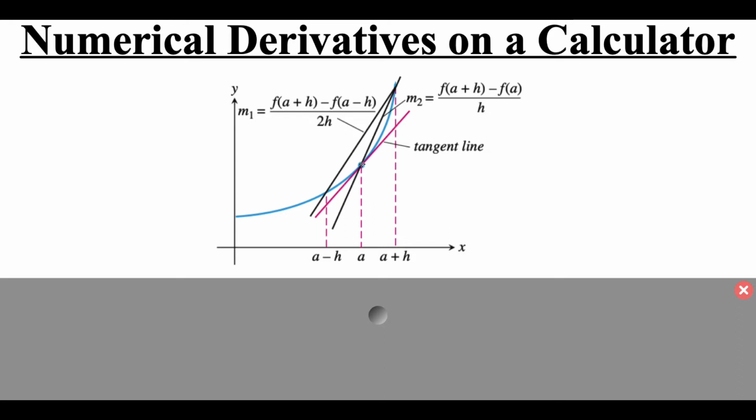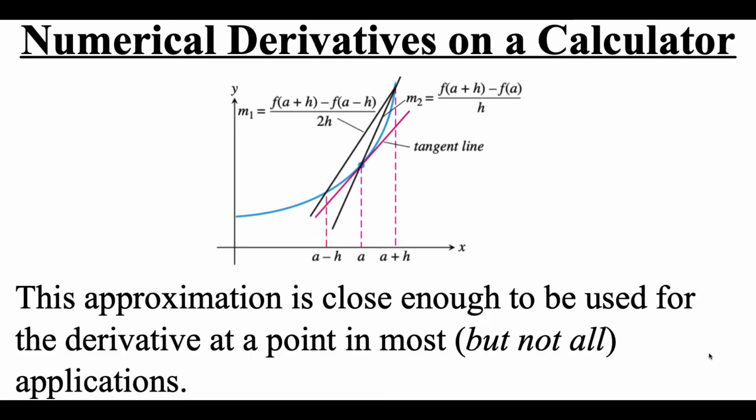and this h distance to the right. And if we notice in here, if we're comparing the slopes of these two black lines to the slope of that pink line, actually this symmetric difference quotient's slope is a closer approximation to the slope of the tangent line. So this approximation is close enough for us to use for the derivative at a point in most cases, but definitely not all cases.